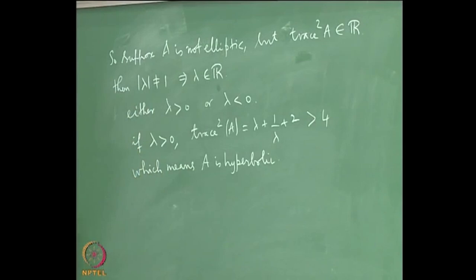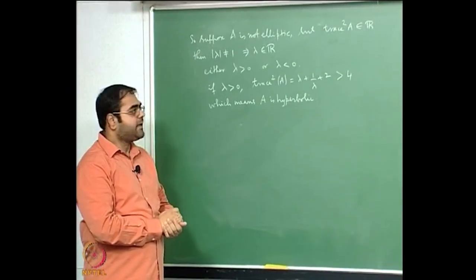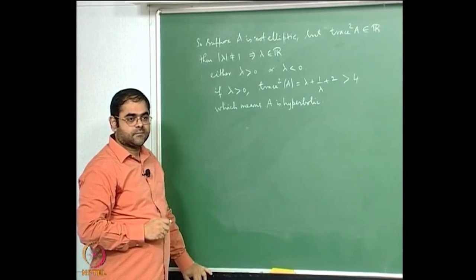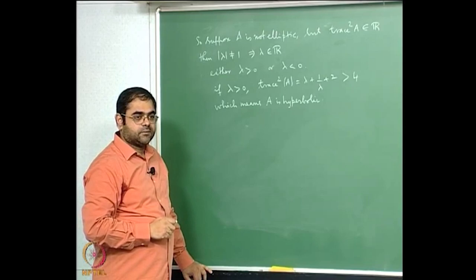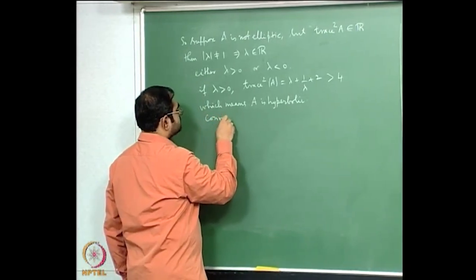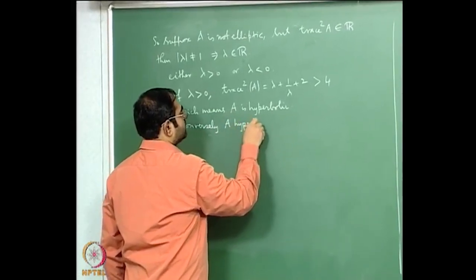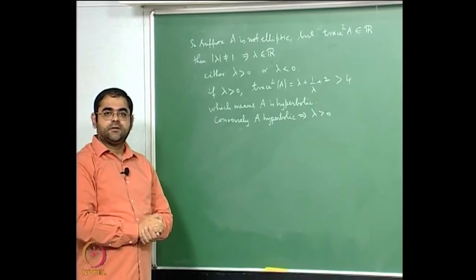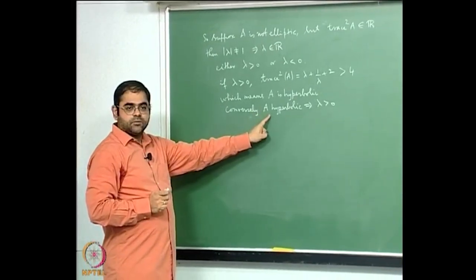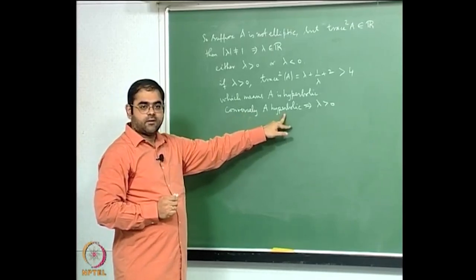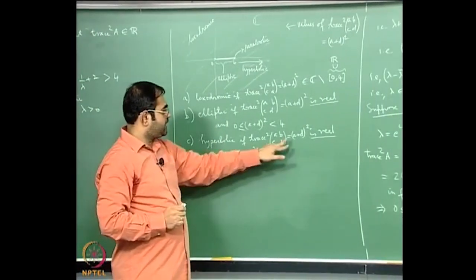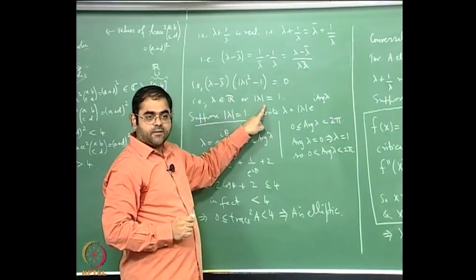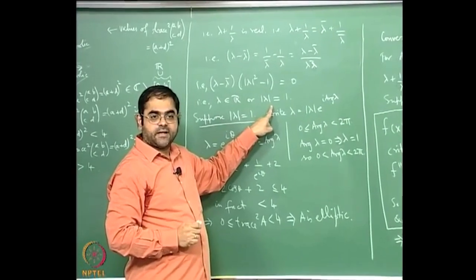Conversely, if A is hyperbolic, then I claim that the condition is lambda is greater than 0. Conversely, A hyperbolic implies lambda greater than 0. And why is that true? Because if A is hyperbolic, then the condition is trace squared is real, and trace squared is real will mean either lambda is real or mod lambda is 1, but A is hyperbolic and so mod lambda cannot be 1, because if mod lambda is 1, A is elliptic.